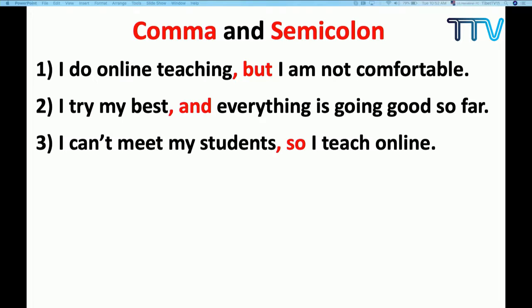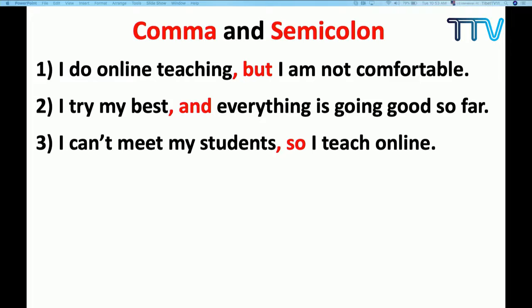I try my best and everything is good so far. I try my best is a simple sentence. Everything is going good so far is also a simple sentence, complete and independent, because it does not have to depend on others to make a complete meaning. I can't meet my students, so I teach online. If you look at these connectors, but and so, what do they do? They combine these two sentences, so they are called connectors.